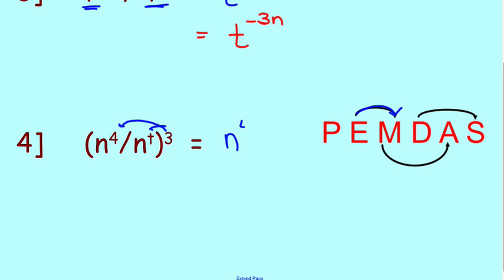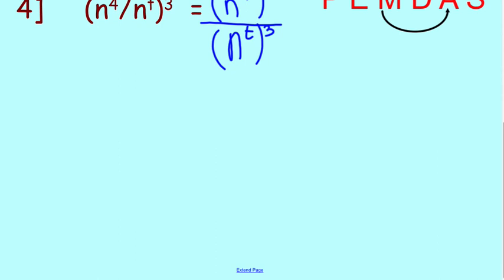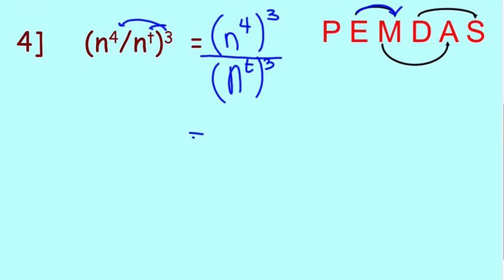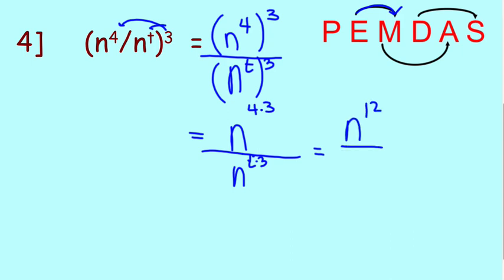So how it's going to look is n to the 4th raised to the 3rd divided by n to the t raised to the 3rd. That's another way you can write it. Now we're going to multiply those powers together, because that's our rule. So 4 times 3 over t times 3. So again, n to the 12th over n to the 3t.